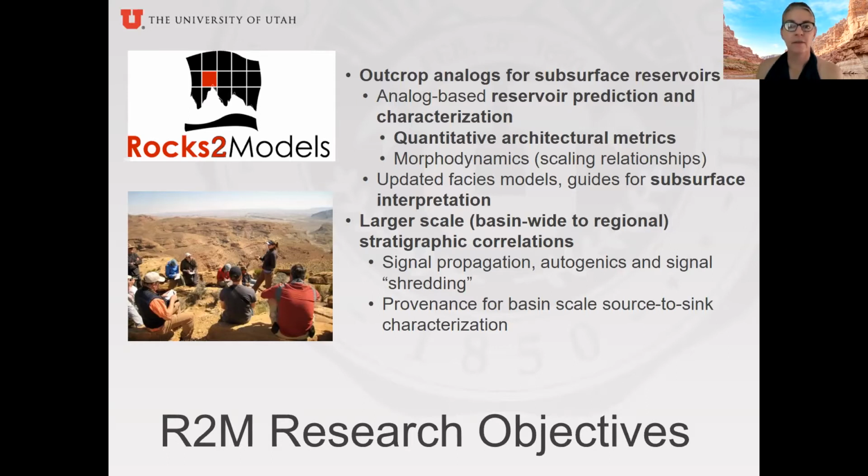The original idea with Rocks to Models was that we wanted to build a database of outcrop analogs for predicting and characterizing subsurface reservoirs. And that includes both qualitative and quantitative approaches, as well as modeling work to guide subsurface interpretation at reservoir and field scales. It also includes some larger scale implications for sedimentary basin dynamics, such as source to sink analysis, signal propagation, and provenance analysis.